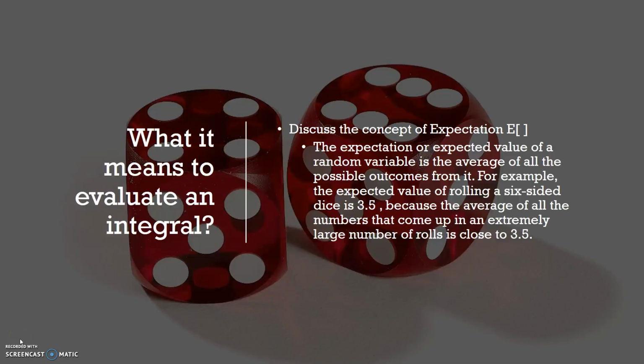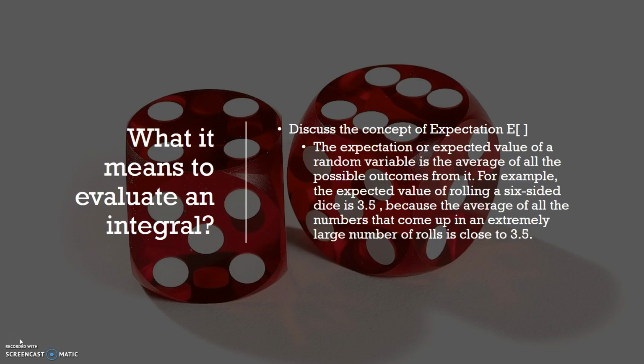So, the concept of expectation. The expectation or expected value of a random variable is the average of all the possible outcomes from it. For example, the expected value of rolling a 6-sided dice is 3.5, because the average of all of the numbers that come up in an extremely large number of rolls is close to 3.5.